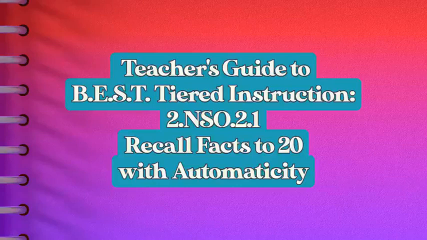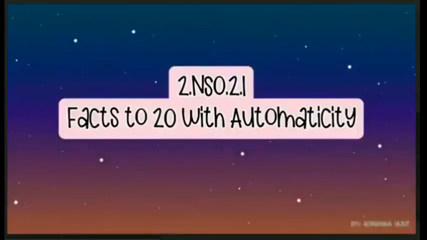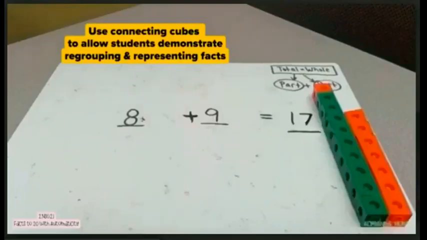Welcome to the Teacher's Guide to B.E.S.T Tiered Instruction, looking at second grade standard NSO 2.1, which is about recalling facts to 20 with automaticity. At this point, students should already come in having a background knowledge of their facts to 10 from kindergarten. The goal is to have students fluent with their facts to 20 with automaticity by the end of this year.